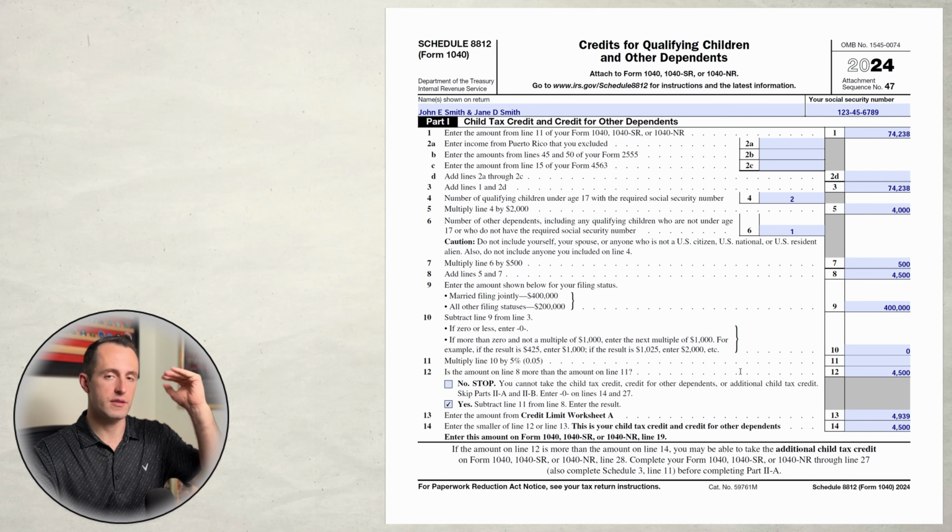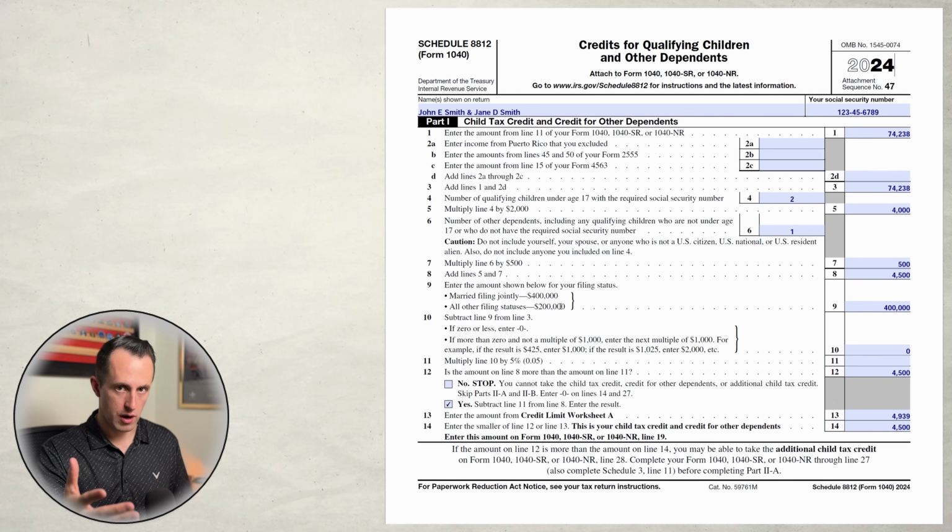Basically, for every $1,000 that goes above either the $400,000 if you're married filing jointly, or $200,000 for everything else, you're going to lose 5% of the amount that you're eligible for. So it's going to decrease in that order, but it's not applicable for us in this situation because we don't make that much money.